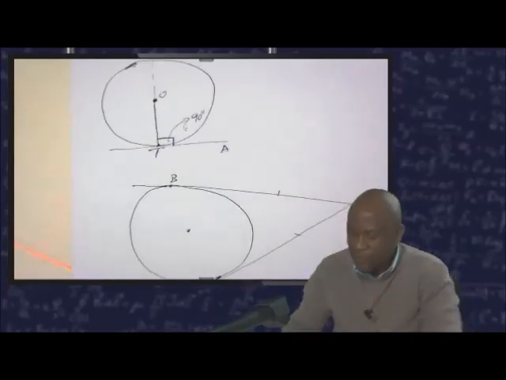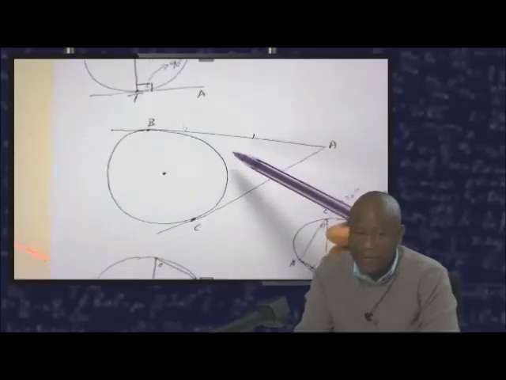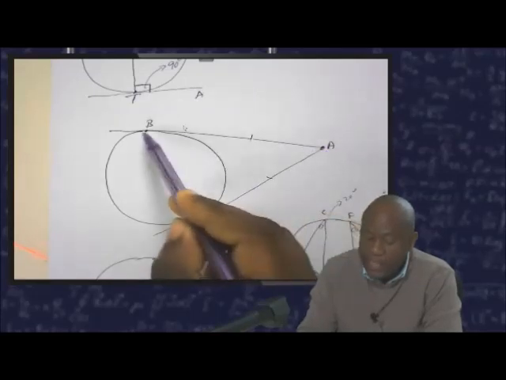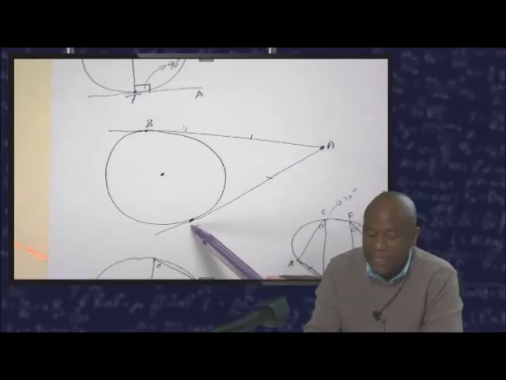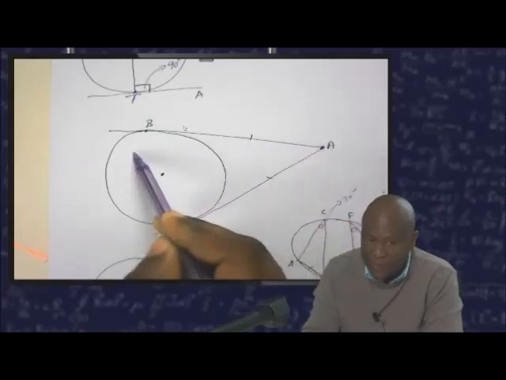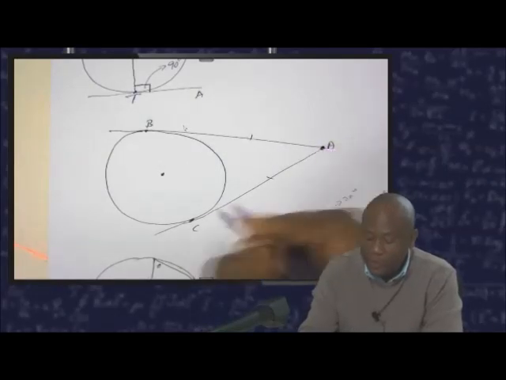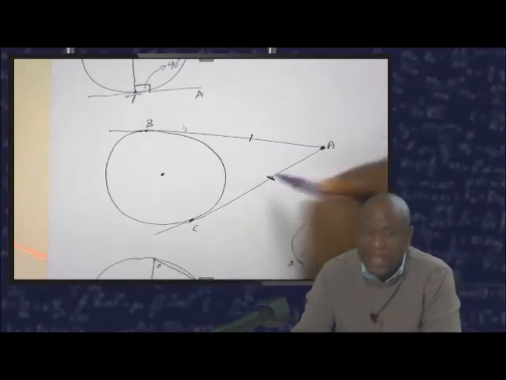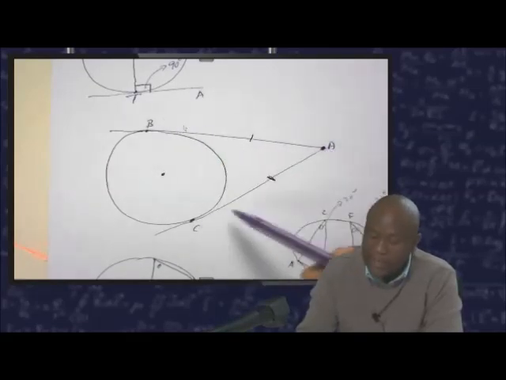Good. One other theorem about the tangent that we have learned is this one: two tangents drawn to the same circle from the same point outside the circle will be equal in length. The two tangents AB is equal to AC.